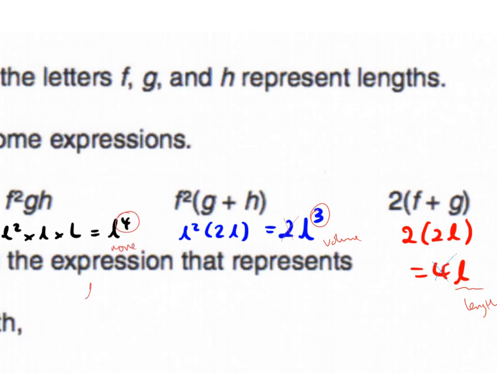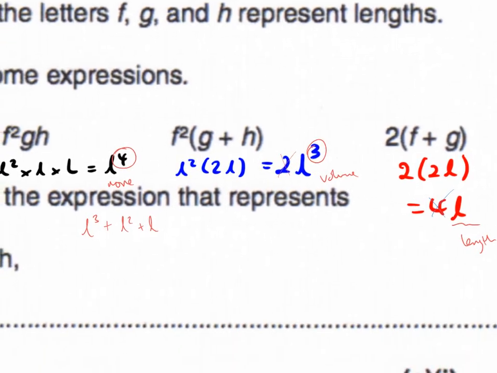Okay? We'd also get none if we had something like L cubed plus L squared plus L. If they're different things adding together, which we can't actually add together, so they're all different powers, then that's none of the above. It doesn't work. Okay? They're inconsistent, we call them.